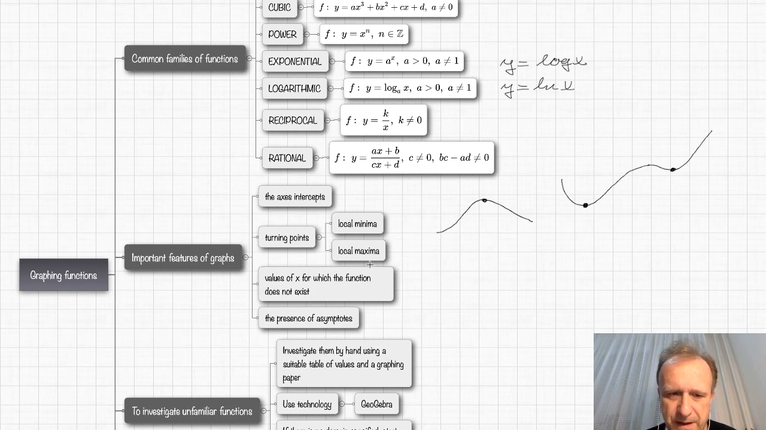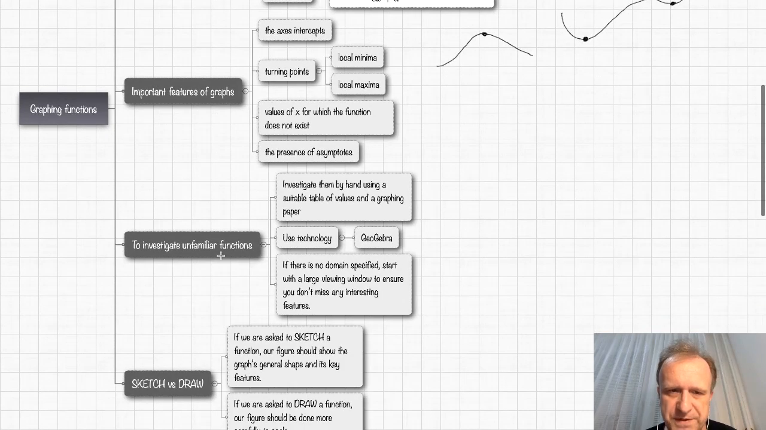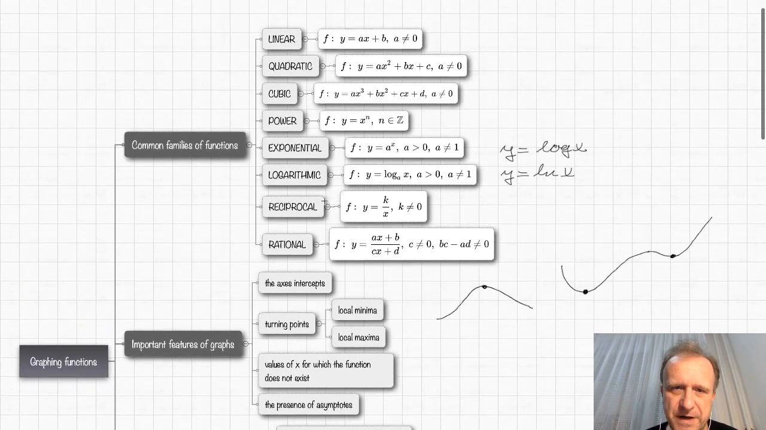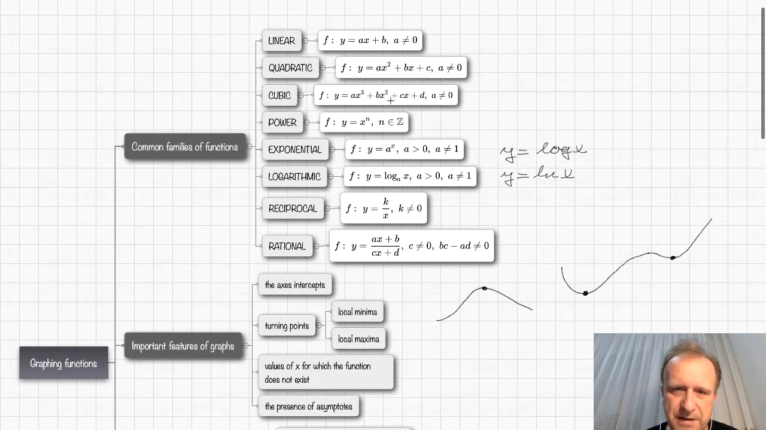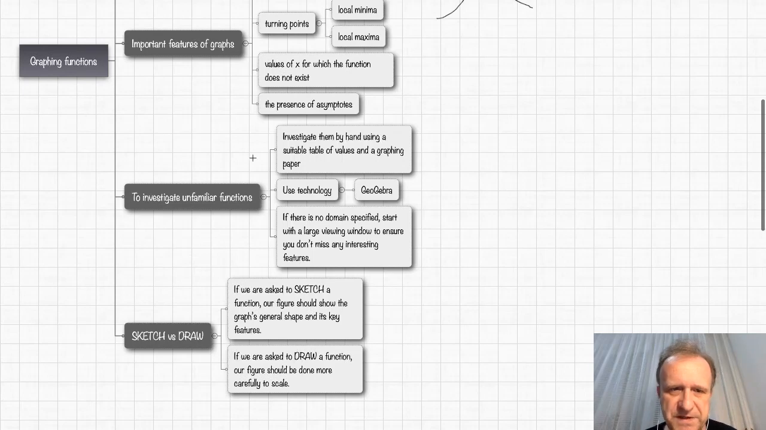Now, let me talk a little bit about unfamiliar functions. What does one do if he or she wants to investigate an unfamiliar function? Sometimes the function doesn't take any of those forms and it's different, and you need to investigate its properties. The simplest way to do it, but also the most time consuming, would be to investigate it by hand using a suitable table of values and graphing paper.